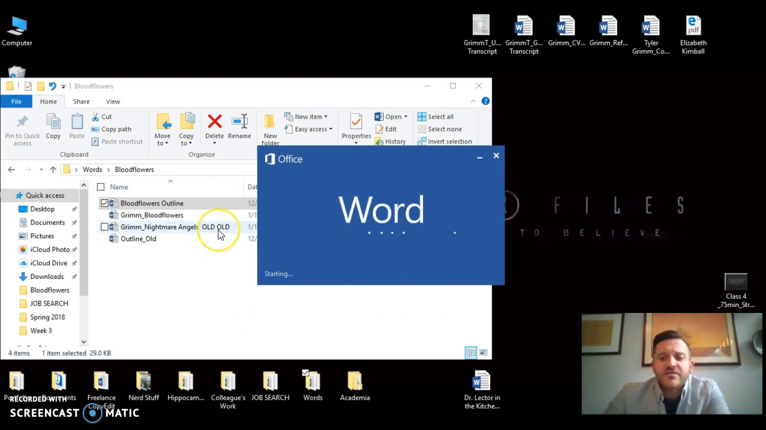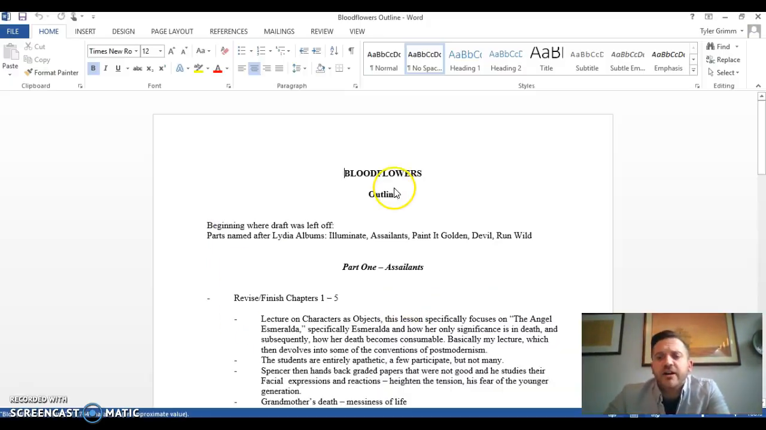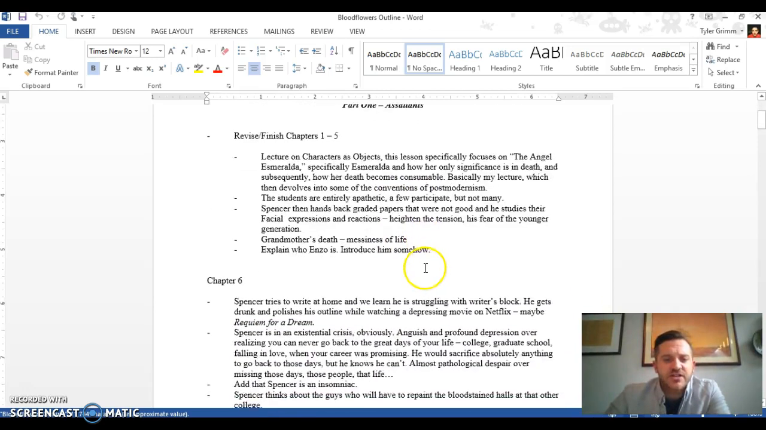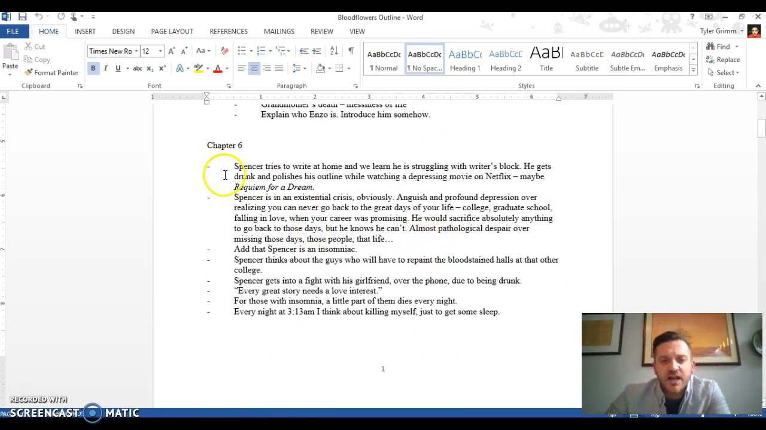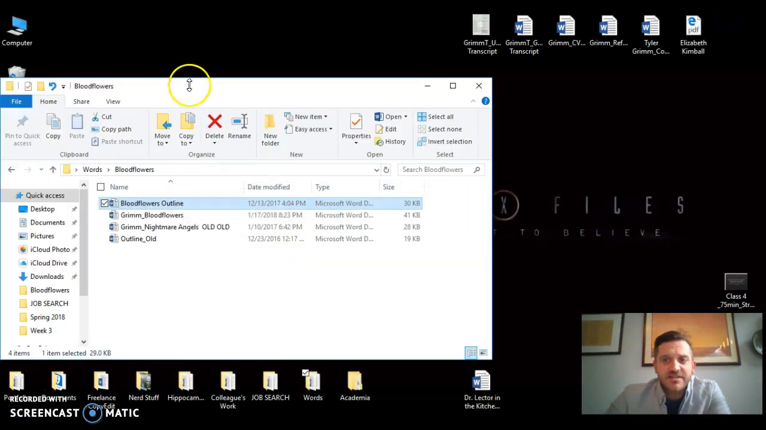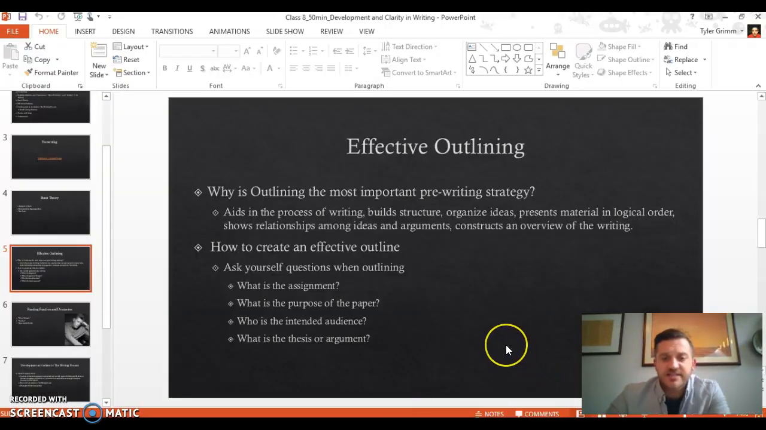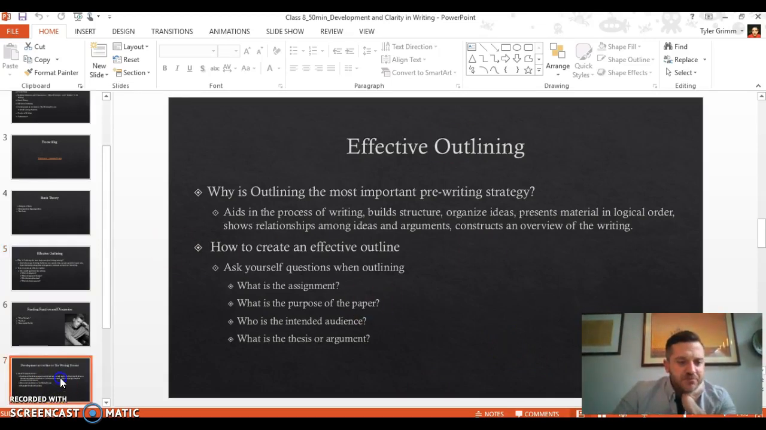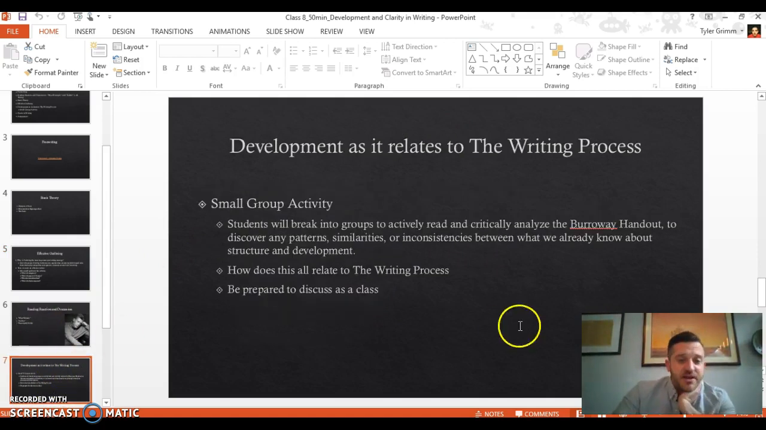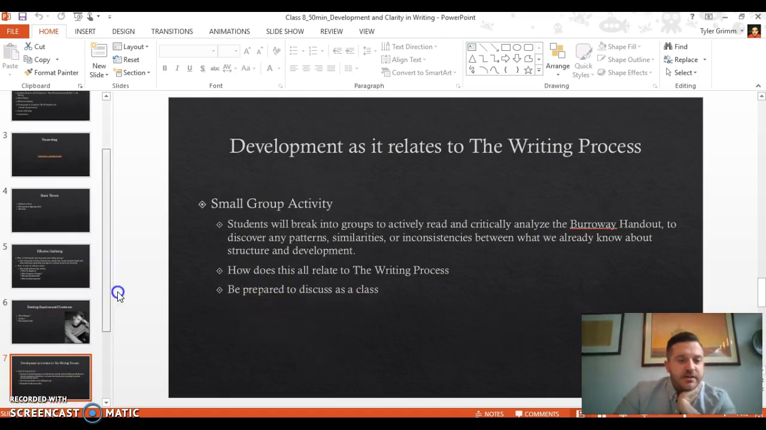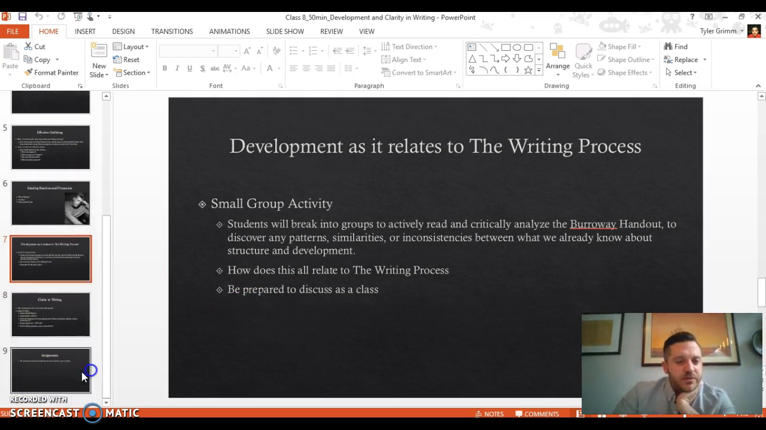So my outlines are very general. This example is really just, all right, chapter 6, these bullet points have to happen. It's very generalized. It's nothing extensive. It's just bullet points. This needs to happen, then this needs to happen. Moving on from there, and this is completely random, I know we're jumping all over the place. Oh, that's for the Burroway reading that we're not going to do today.